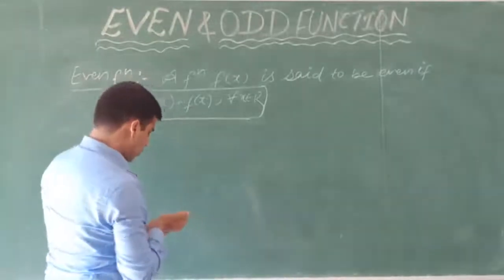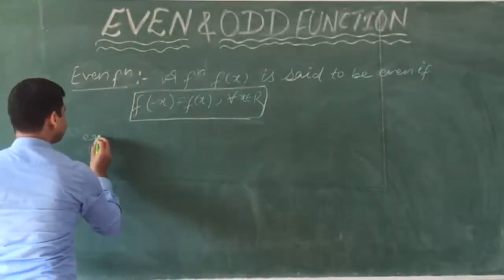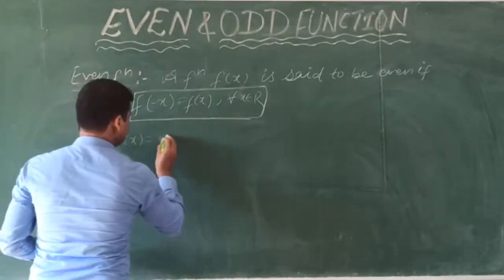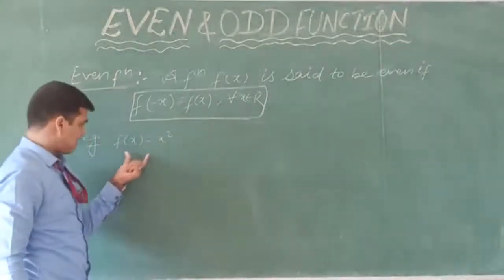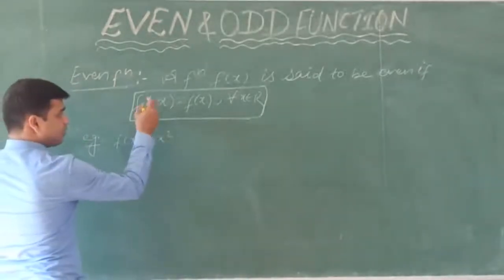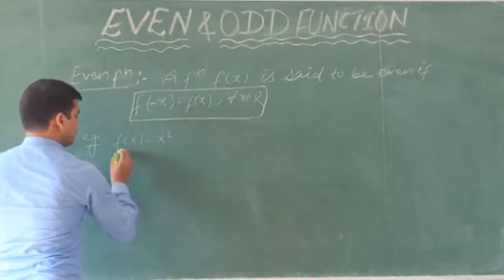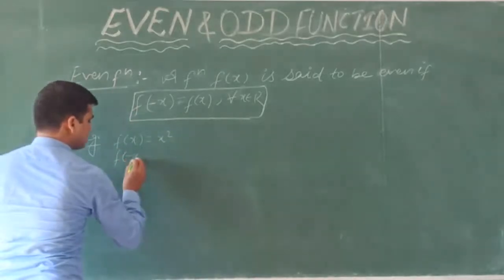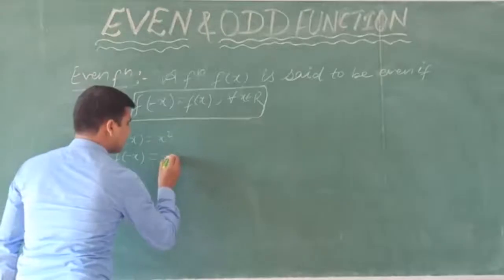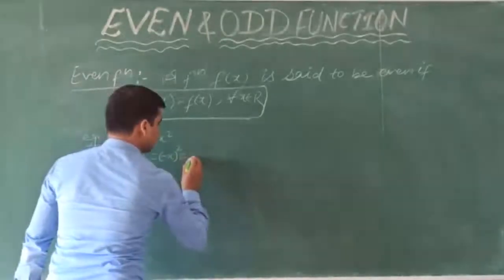Now see this here, I am going to take an example. First example is f of x equals x square. So I am going to consider a function f of x equals x square. Now see this, instead of x we have to put minus x. So we will get minus x whole square, so we will get x square.